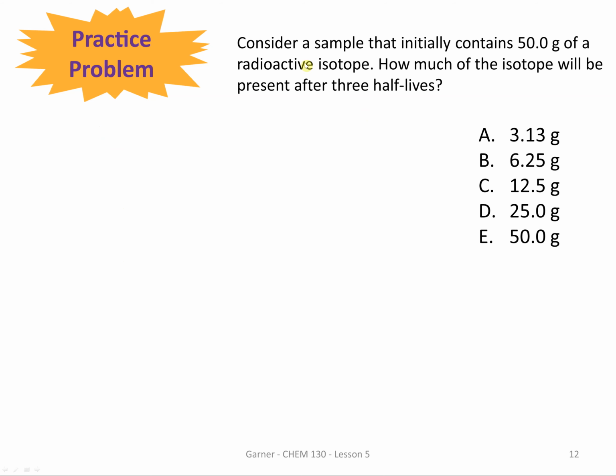All right, so in this problem, we're being asked to consider a sample that initially contains 50 grams of a radioactive isotope, and we're asked how much of this isotope will be present after 3 half-lives have passed. So for this we need to use the equation for half-life that we introduced on the previous slide. We're trying to find the final amount of material that's present, and we're told that the initial amount is 50 grams. We know that the number of half-lives that have passed is 3, so we'll put that value in here.